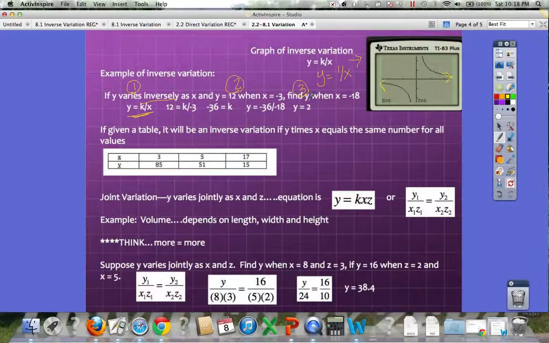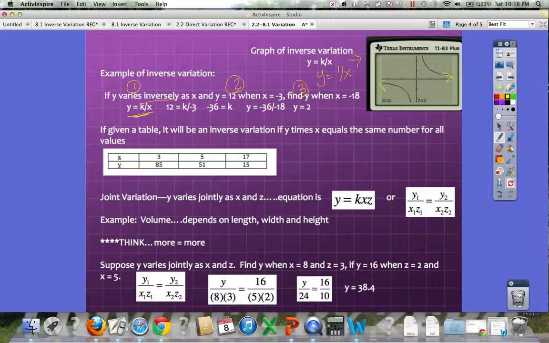It says find y. Sometimes it says find x, so you just have to set it up whichever way they want. Y is equal to, k is -36 divided by -18. And when you do your math, y will be 2.